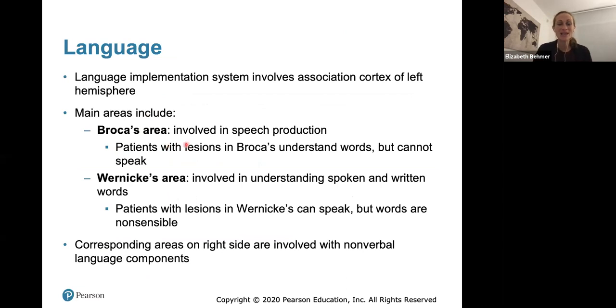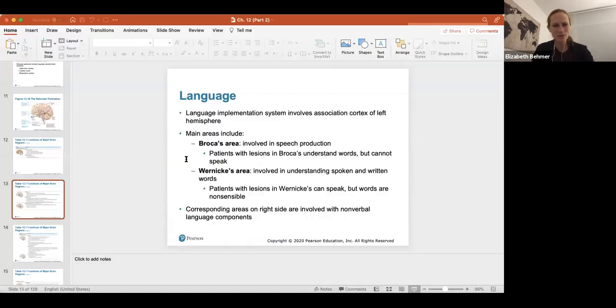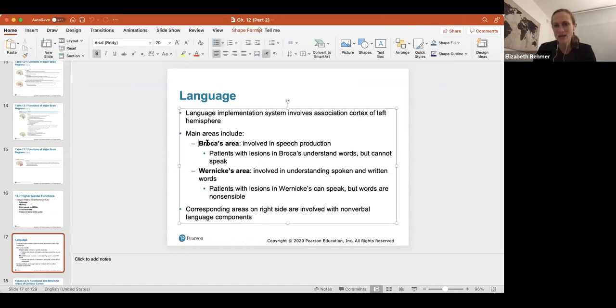All right. And then in language, which I haven't focused on too much, there are two main areas of language, Broca's area and Wernicke's area. Broca's area is what helps you form words, so speech production. Patients with a lesion or some sort of disorder in Broca's area can understand the words, but they cannot speak them. And Wernicke's area is involved in understanding the spoken and written words. So patients with a disorder in this area can actually speak, but the words are nonsensical.